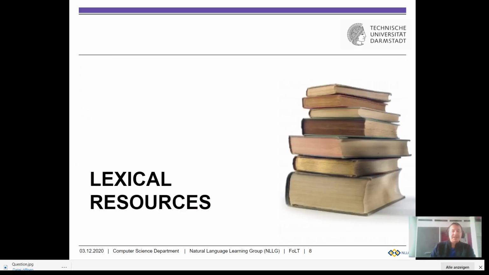NLP data, and we will look at lexical resources.